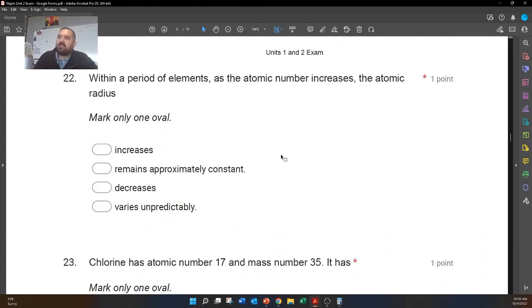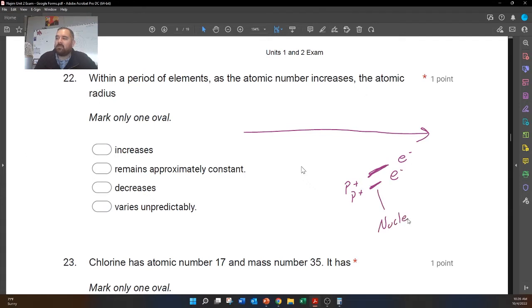Within a period of elements, as the atomic number increases, the atomic radius does what? So going across a period, as we add more protons, we know that we're increasing the nuclear charge. And if we haven't talked about this before, we've been calling it the Coulombic charge, so the charge between the protons and the electrons. And as we add more protons, we know that the electrons come a little bit closer. We also refer to this as nuclear charge.